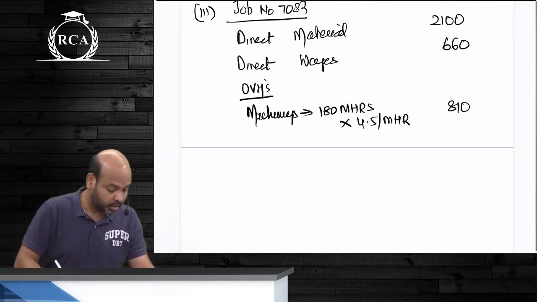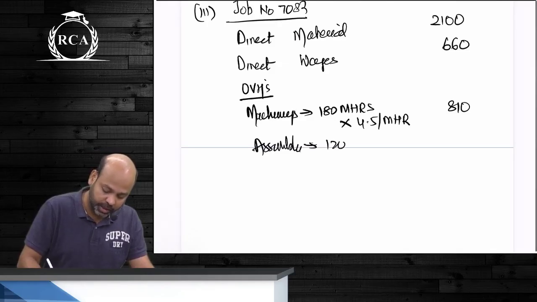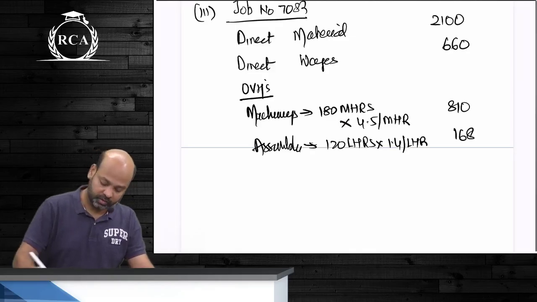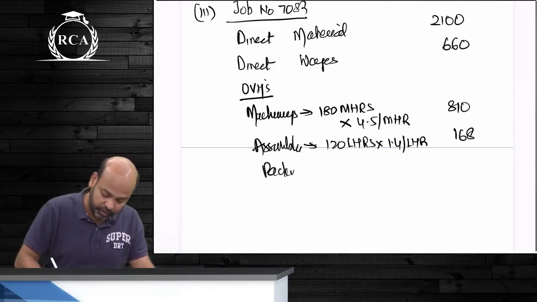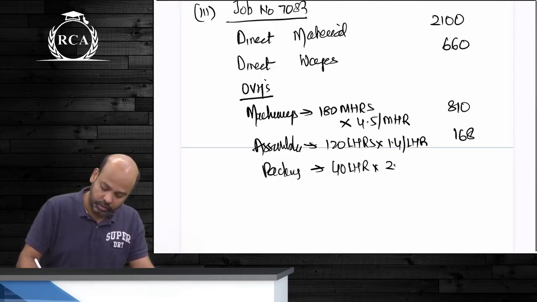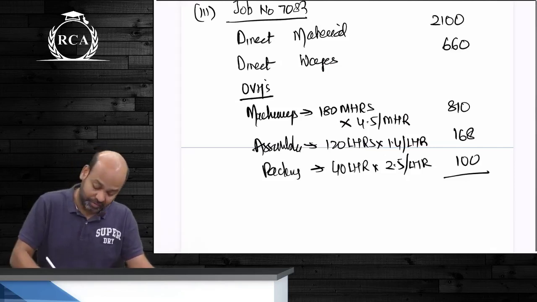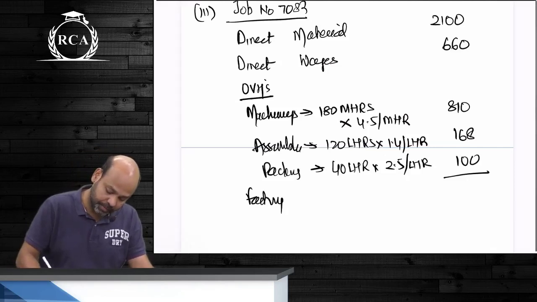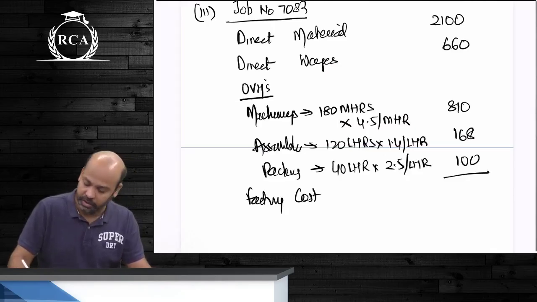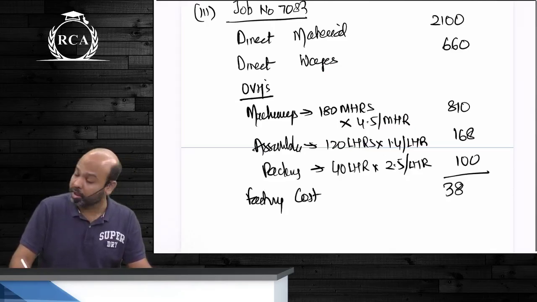810. For assembly department guys, you're going to pick up labor hours. 120 labor hours is what you have spent on it, into 1.4 per labor hour. 168. And then packing department guys, you will write again 40 labor hours multiplied by, this will be 100 rupees. The total factory cost of the product beta would become 3,830.